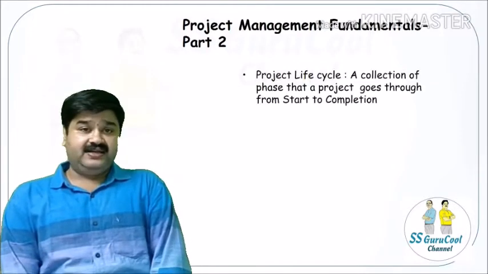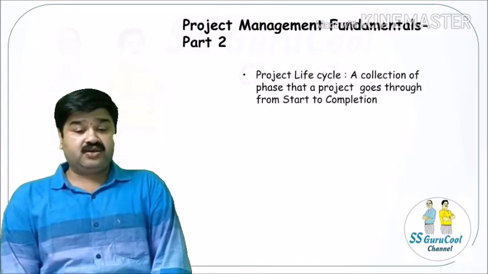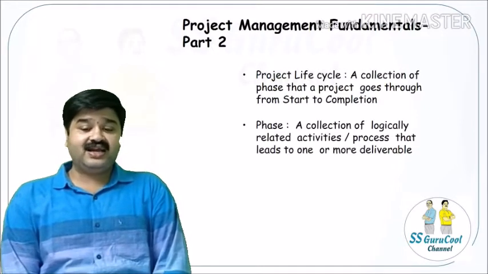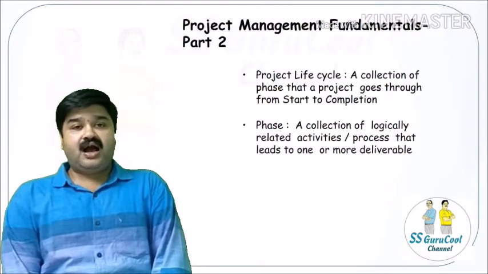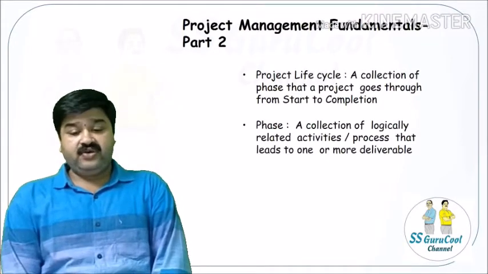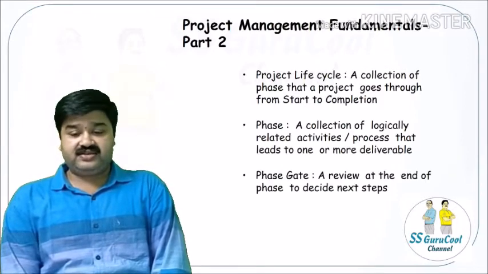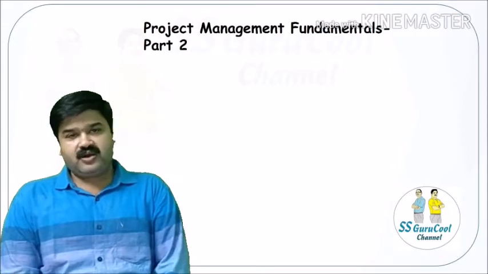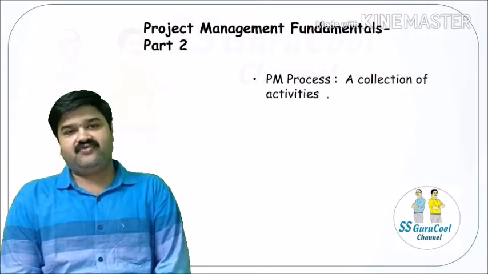Project lifecycle is a collection of phases that a project goes through from start to completion. Phase is a collection of logically related activities or processes that leads to one or more deliverables. A review at the end of each and every phase to decide the next step is called a phase gate. A PM process, or a project management process, is a collection of activities.